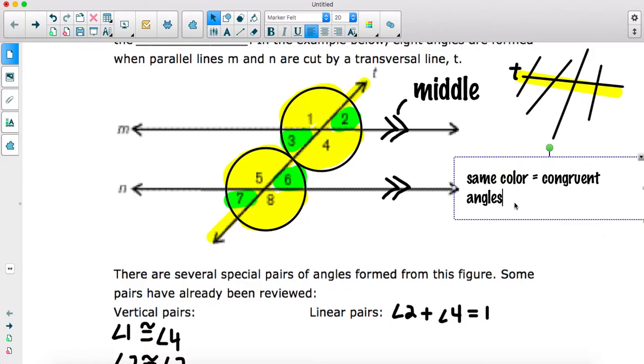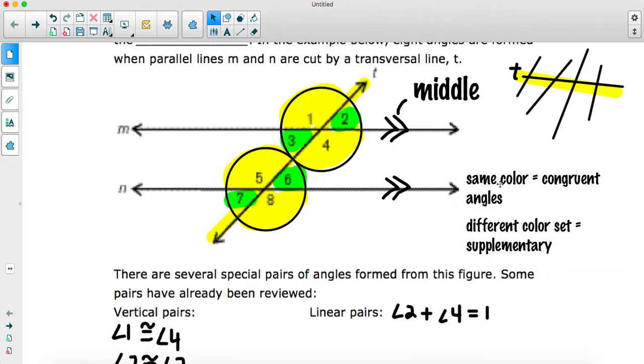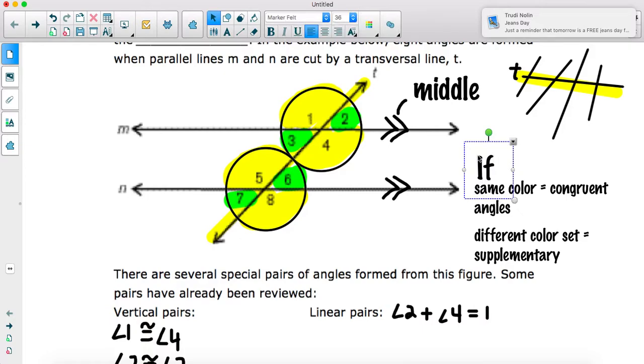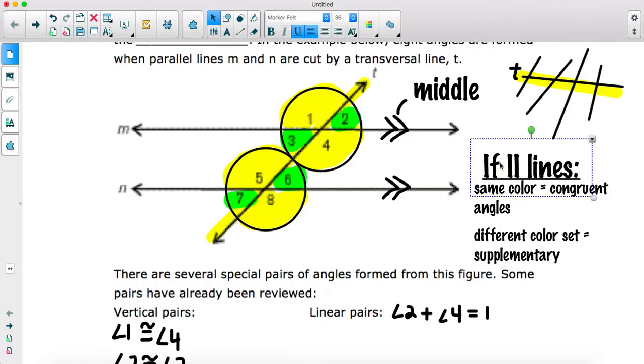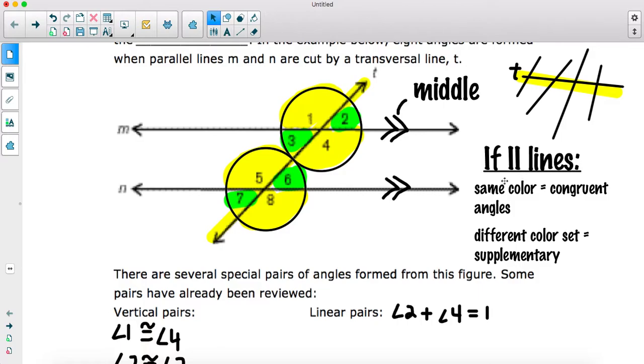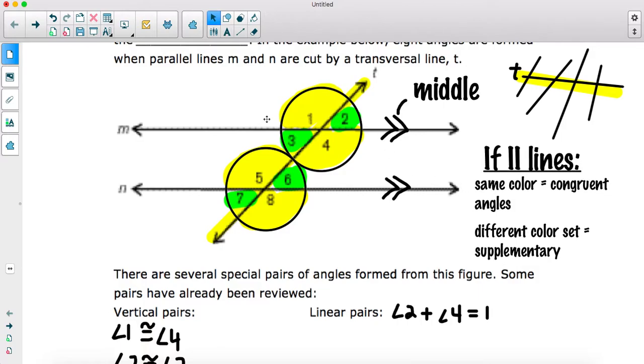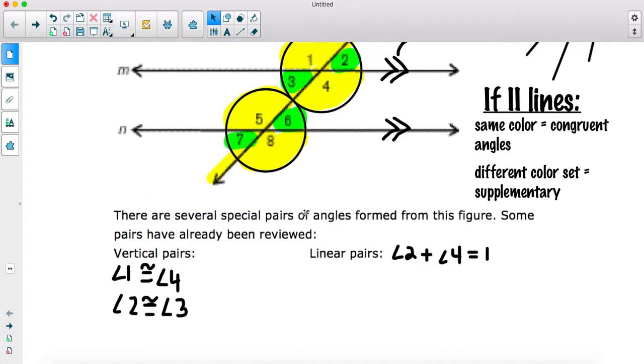Anything with a different color set will be supplementary. And this is all under the premise that we have parallel lines. If we don't have parallel lines, this relationship doesn't hold true, but if we have parallel lines, this is always going to be true when we look at this setup here. So I'm a big fan of the color coding. You don't have to, but for those of you that are visual thinkers, I think this will help. Okay, I think that's it for this right here.